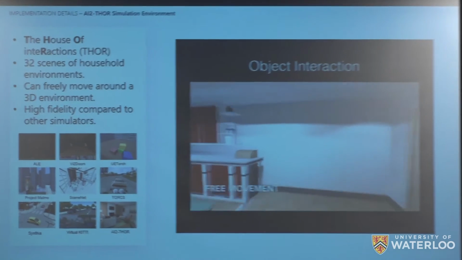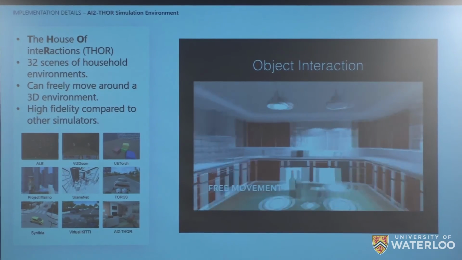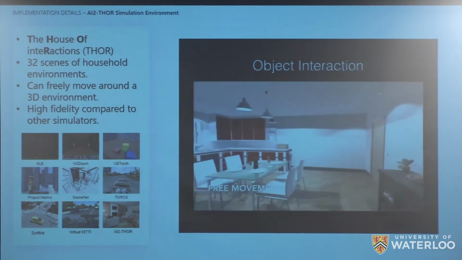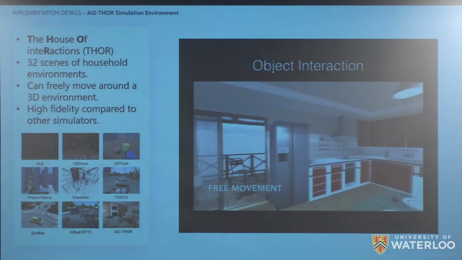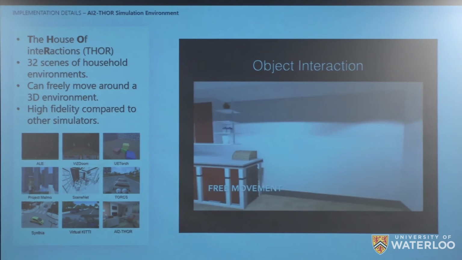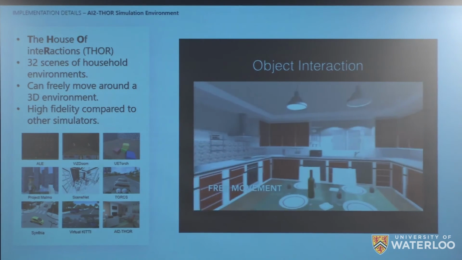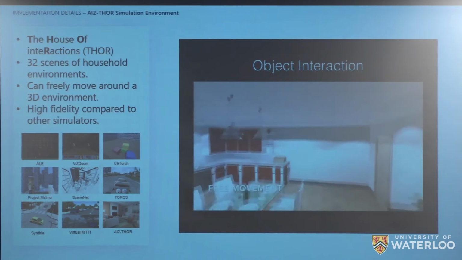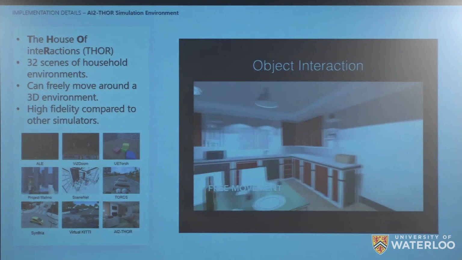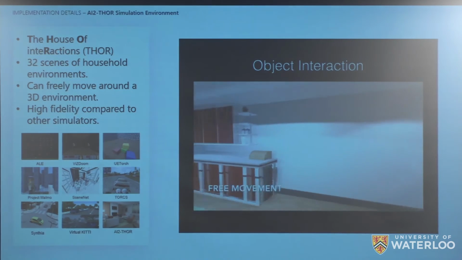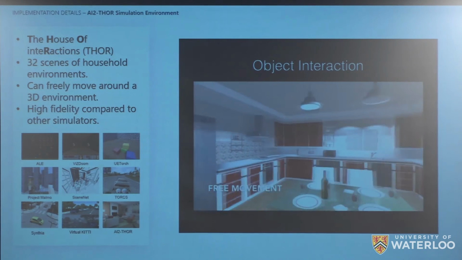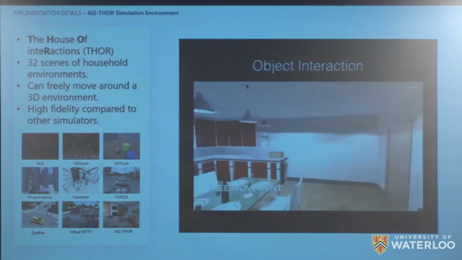They call this simulation environment the House of Interactions, or Thor. It's called AI2-THOR because it was made by AI2, the Allen Institute for Artificial Intelligence. So what this environment does is let you, sort of like a video game, jump around in 3D and move. And they have 32 scenes of household environments. The reason they made this simulation environment is because they wanted high fidelity compared to other simulators.